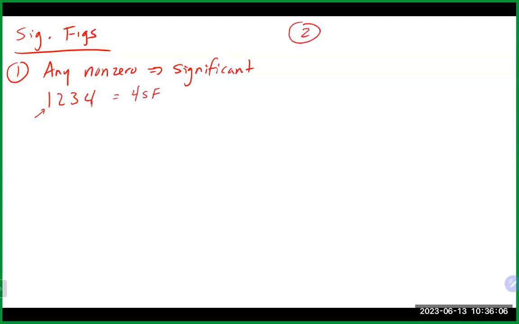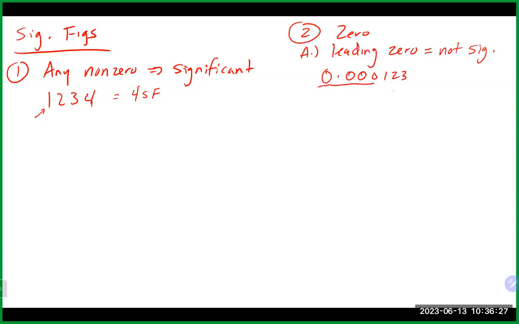The second one involves zeros, and that is usually what gives people some trouble. We could have what is sometimes referred to as leading zeros. And those are not significant. So 0.000123, all of these are not significant until we hit the very first non-zero number. And that's when we start counting. And then the rest of them are non-zero. So that's going to be 3 significant figures for this guy.